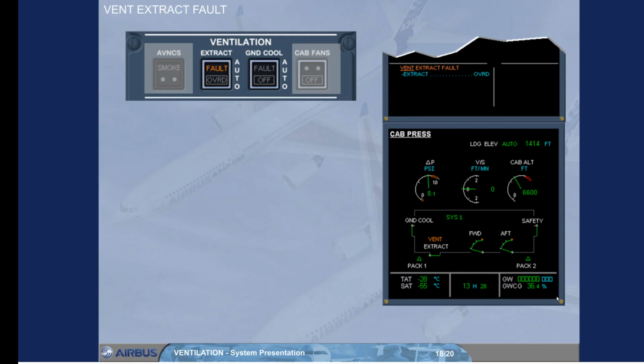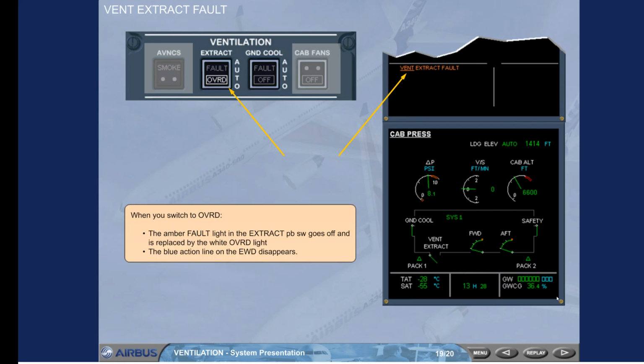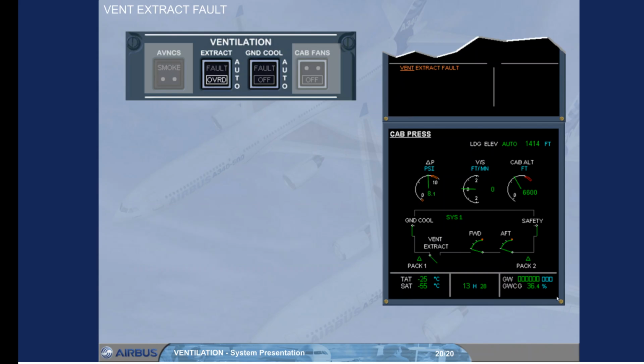In the case of a ventilation extract fault, the procedure is to select the override extract push-button switch. When you switch to override, the amber fault light in the extract push-button switch goes off and is replaced by the white override light, and the blue action line on the engine warning display disappears. On the ECAM cabin pressurization page, note that the ventilation system has been reconfigured, as the extract valve is now partially open to ensure adequate ventilation of the avionics system. This configuration is also used for the avionics smoke procedure.